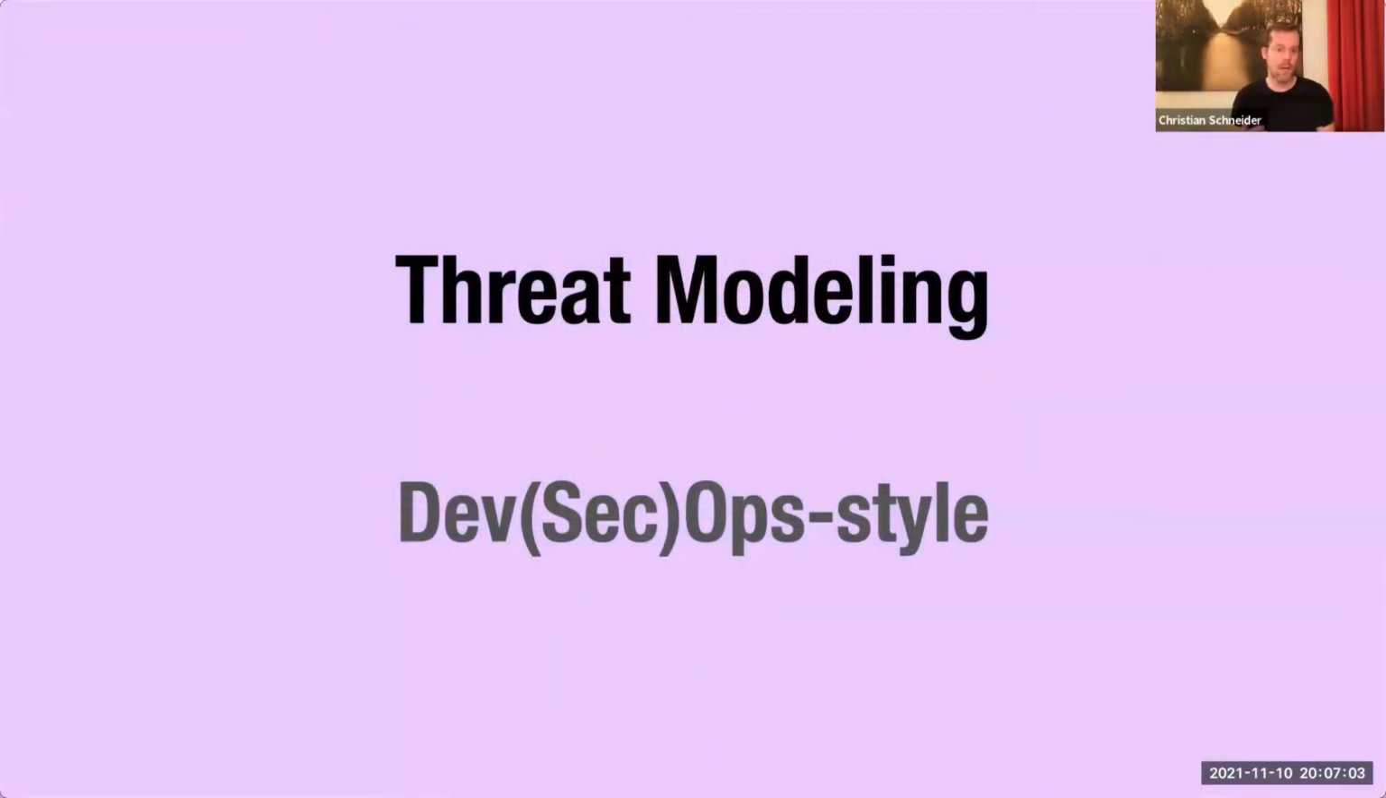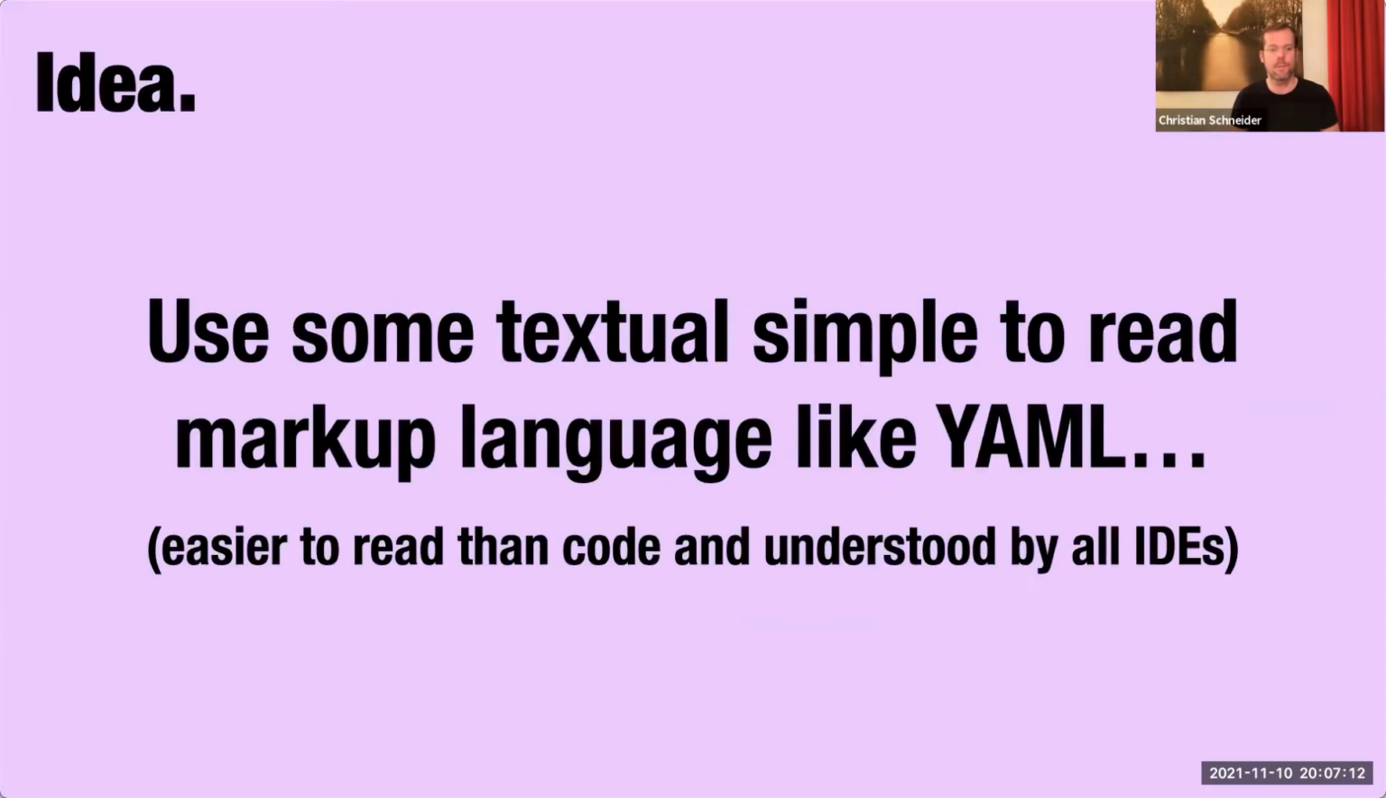And well, how can threat modeling become something that's more fluent in agile projects and more compatible with those DevOps things? Well, the idea was to use something very simple that combines most of the benefits of something like code and has only as few drawbacks as necessary. That means not actually being something like code, but something similar to code, something more declarative.